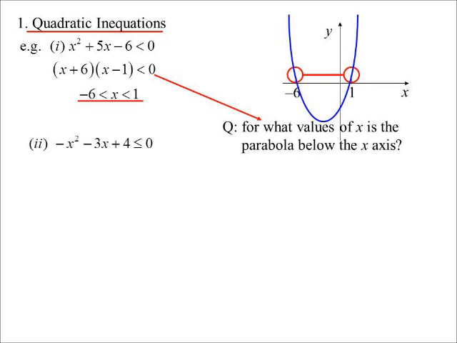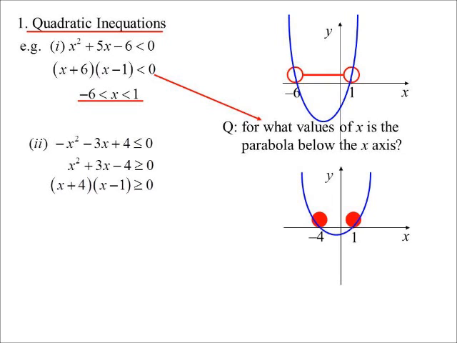Okay, let's have a look at this one. I don't know about you, I don't like negative x squareds. So I'm going to change it. X squared plus 3x minus 4. But of course, if I change the sign, I change the sign. So it's greater than or equal to 0. Multiply this -4, so we get plus 4 minus 1.